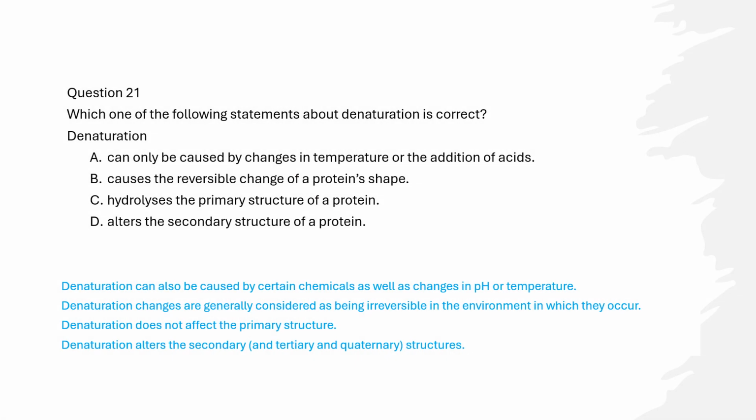Denaturation can also be caused by certain chemicals as well as changes in pH or temperature. So, A is eliminated. Sometimes, denaturation causes the irreversible change of a protein structure. So, B is eliminated. Denaturation changes the 3 dimensions of protein and does not affect the primary structure. So, C is eliminated. Denaturation alters the secondary, tertiary and quaternary structures. So, D is correct.